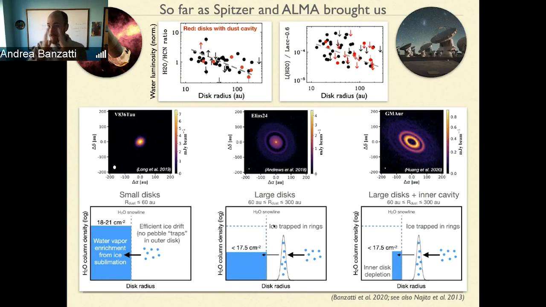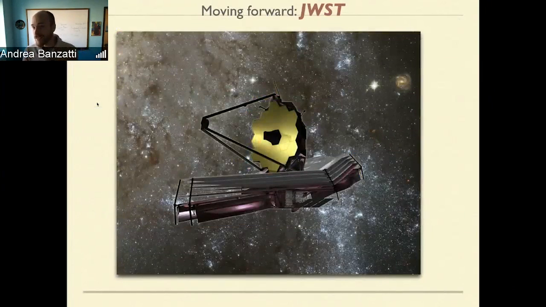And instead, if some of these pebbles are retained in a system of rings, we should see a lower water emission in those disks. So, is this the end of the journey of the story? Not yet. Because so far with Spitzer, due to the low spectral resolution, all we can say is that small disks have brighter water, large disks have fainter water. But we cannot measure how much water is there. And here comes our hero.